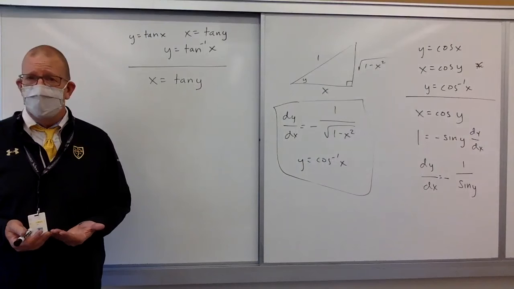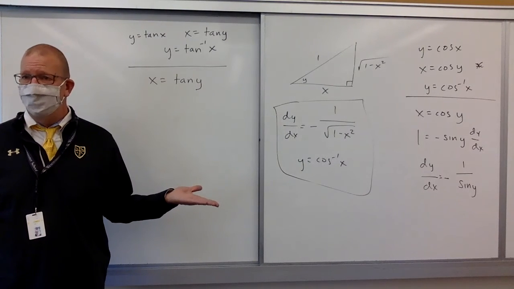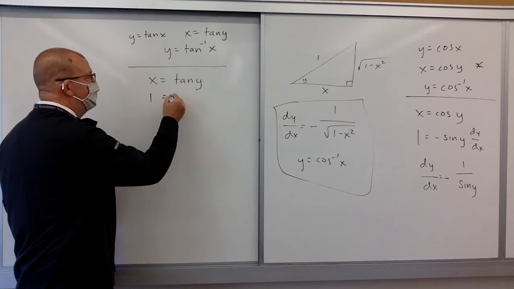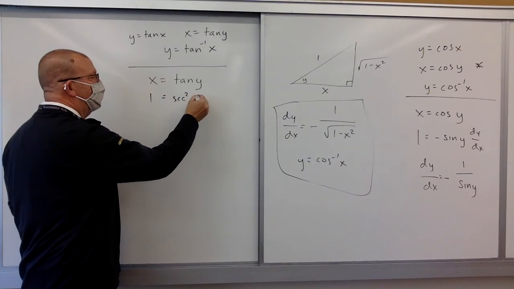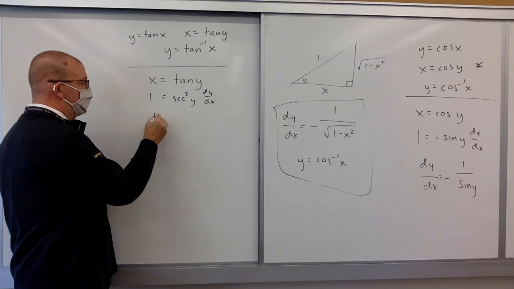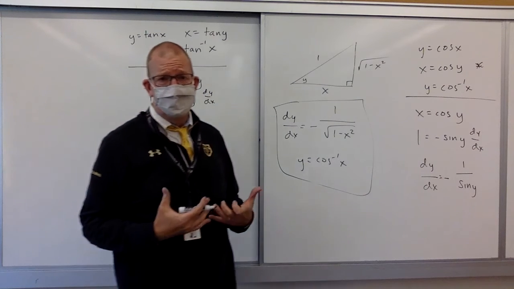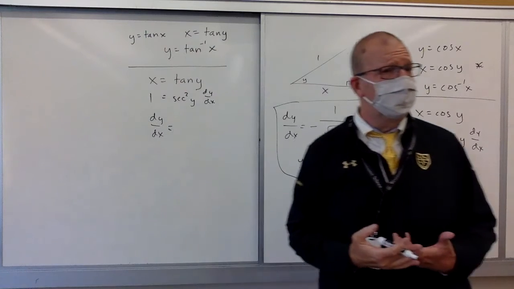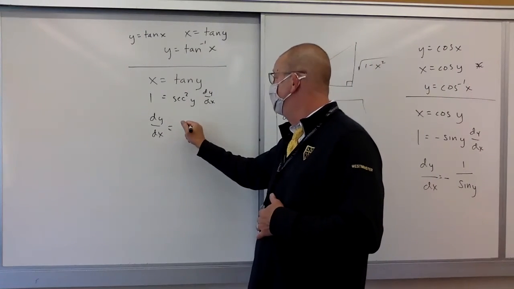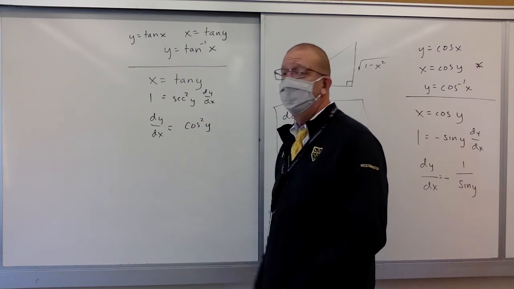Well, let's follow our previous plan. Take the derivative with respect to x. 1 equals secant squared y dy/dx. Solve for dy/dx: 1 over secant squared y, which, since I successfully passed trigonometry, equals cos squared y.